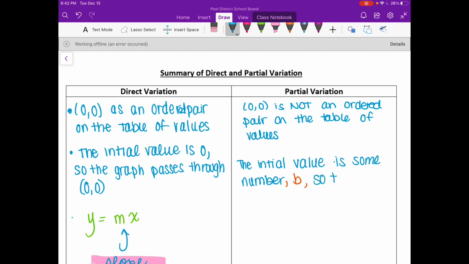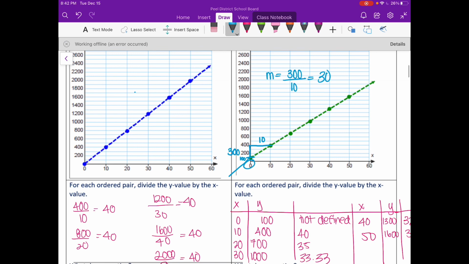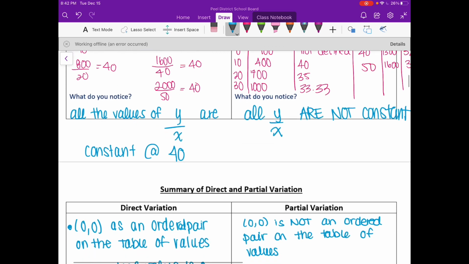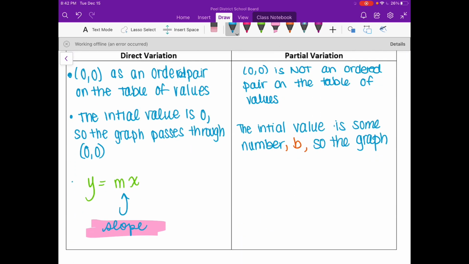When the graph intercepts the y-axis, which is why we call it the y-intercept, because it's meeting the y-axis here, the graph passes through 0 and b. So the equation looks like y equals mx plus that initial cross through, because the graph seems to be shifted up a little bit. Okay?